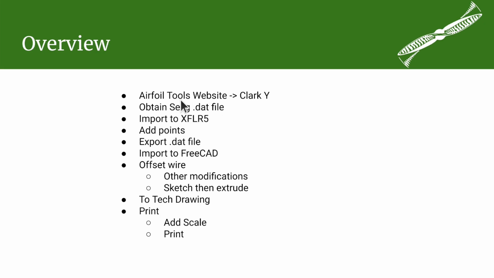Generally, these airfoil files don't have very many points to them, and you really want lots of points in order to make the airfoil look smooth. So we're generally going to add points using XFLR5. Once you've got that airfoil the way you want it, you're going to export out the .dat file again and probably save it to a different file name.